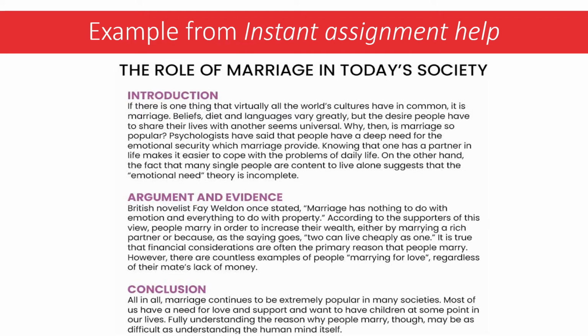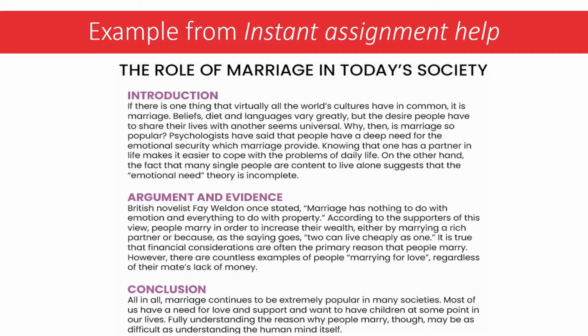Then let's look at the arguments and the evidence. So this would be one paragraph of arguments. British novelist Fay Weldon once said, "Marriage has nothing to do with emotions and everything to do with property." According to the supporters of this view, people marry in order to increase their wealth, either by marrying a rich partner or because, as the saying goes, two can live cheaply as one. It is true that financial considerations are often the primary reason that people get married. However, there are countless examples of people marrying for love, regardless of their mate's lack of money.